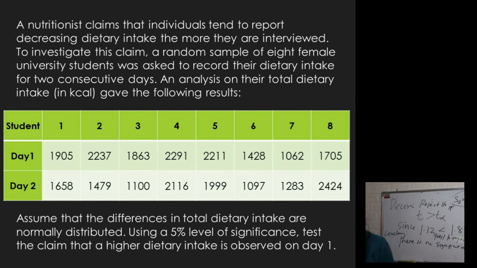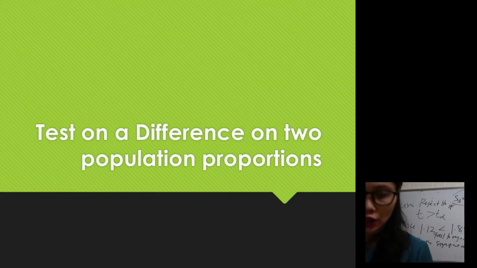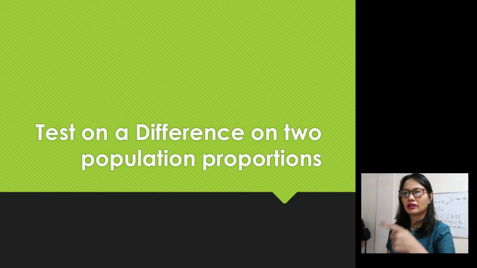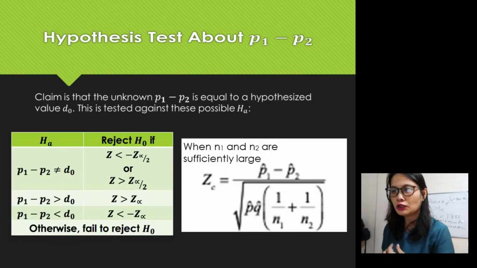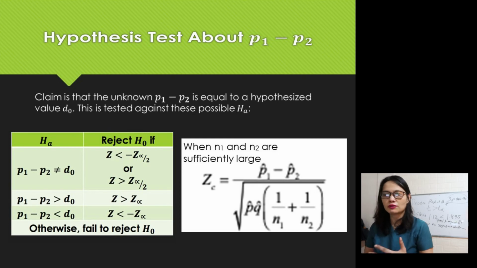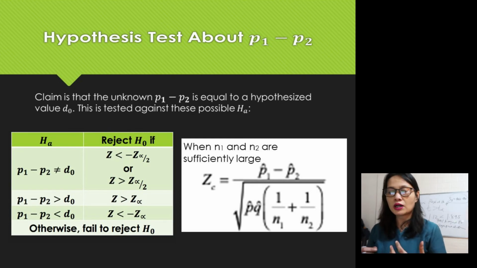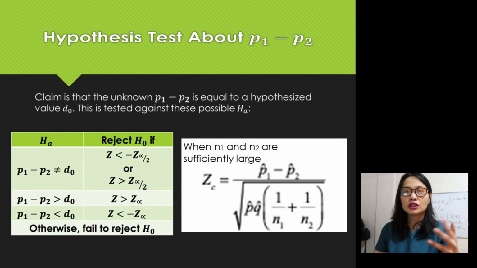Okay, next, test on difference of two population proportions. Hypothesis test about p sub 1 minus p sub 2. The claim is that the unknown p sub 1 minus p sub 2 is equal to the hypothesized value d sub o. This is tested against the possible HA. Your null hypothesis is still the same: p sub 1 minus p sub 2 is equal to d sub o. That's your null hypothesis.